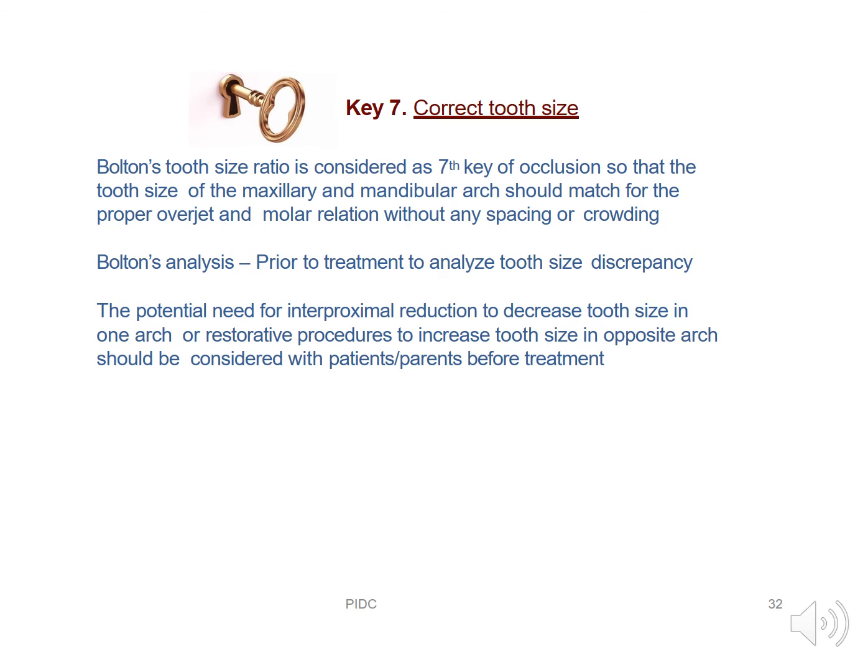Do you realize that this is an additional key, because Andrews should only have 6 keys to normal occlusion. So key number 7 is additional because it also helps in getting a normal or good occlusion.